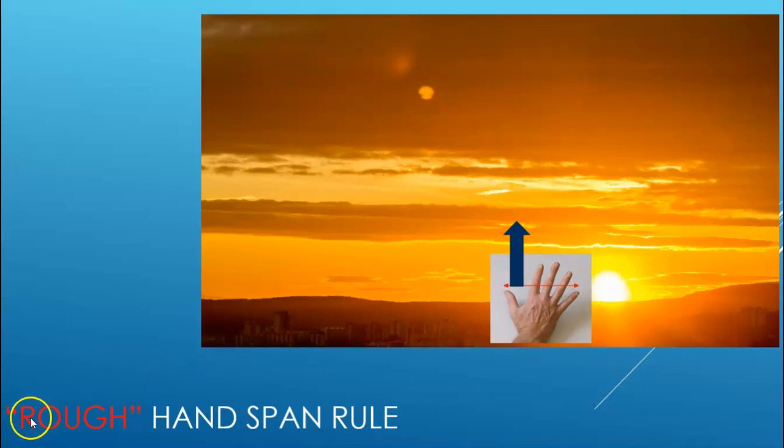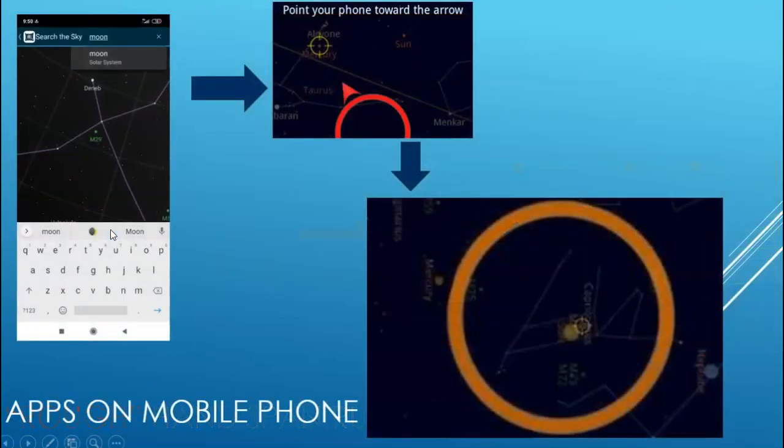If you want to use your mobile phone, there are plenty of apps available. For example, Google Sky Map on Google or Skyview Lite on iPhone. Here I'm showing you pictures of Google Sky Map. These apps work in a similar way. Set the location on your phone.